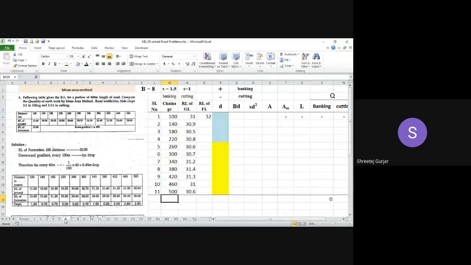So this is your sixth problem, wherein we are using the mean area method. The previous problems, all of those were mean depth. Mean depth we had calculated, right? DM, recall DM we had calculated. But here we will calculate mean area, AM, A suffix M, not DM. So this is using the mean area method.